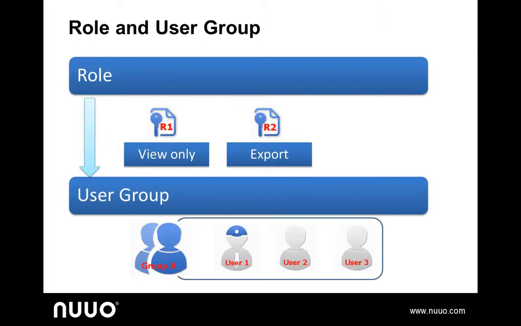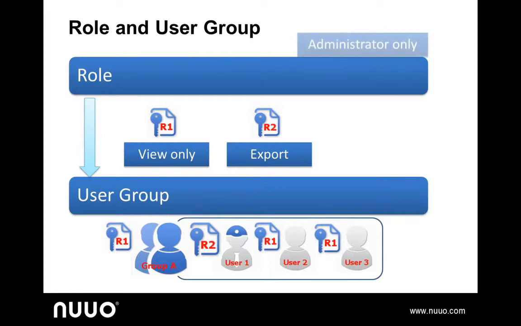If we assign role 1 to the guards, we can restrict all guards to view-only privileges. For the supervisor, we can assign role 2 with an additional privilege like export. Once you have set up several role profiles, you can save a lot of time assigning privileges in future. This is because you can copy an existing role profile and assign it to new user groups and users as appropriate. Please note that only the administrator enjoys the privilege of setting up role and user groups.